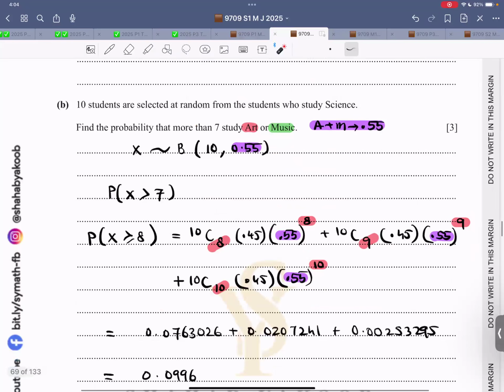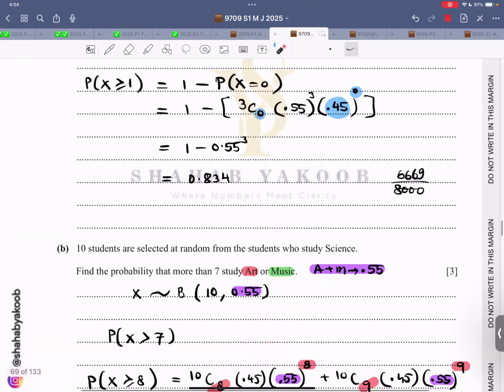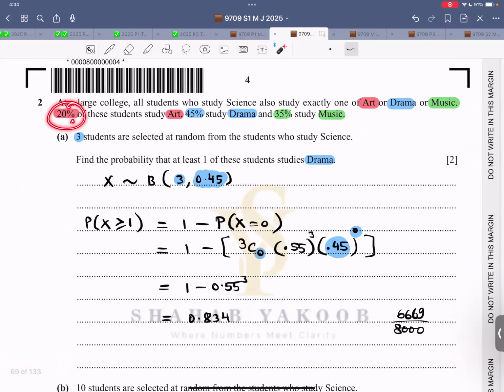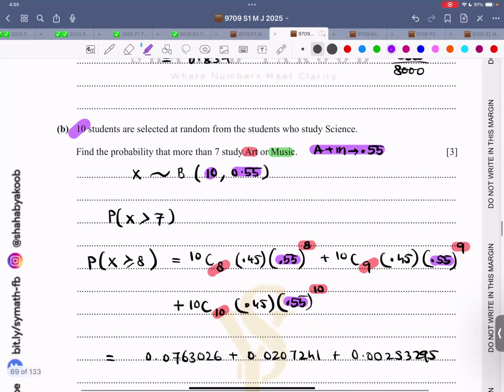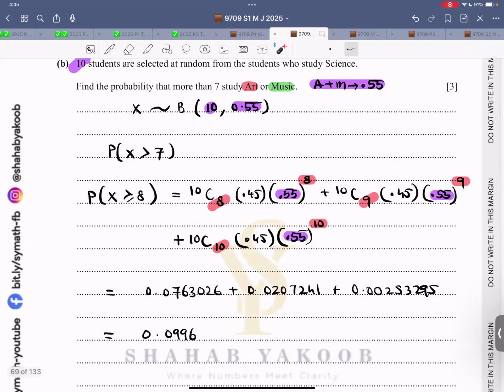Now, second part is also binomial. 10 students are selected at random from the students who study science. Find the probability that more than 7, that is greater than 7, study art or music. So that's a new category, art plus music. Art is 20%, music is 35%. 20 plus 35 is 55%. That is your probability of success. 10 is the number of trials, so that goes over here. And then probability x greater than 7.